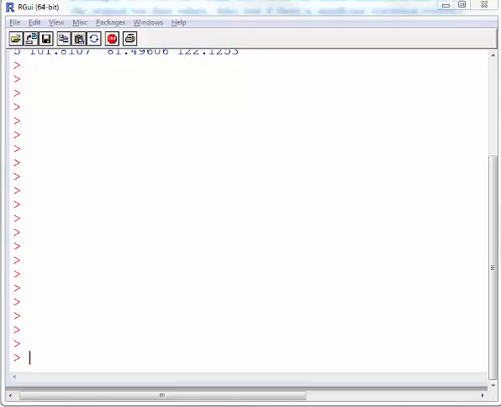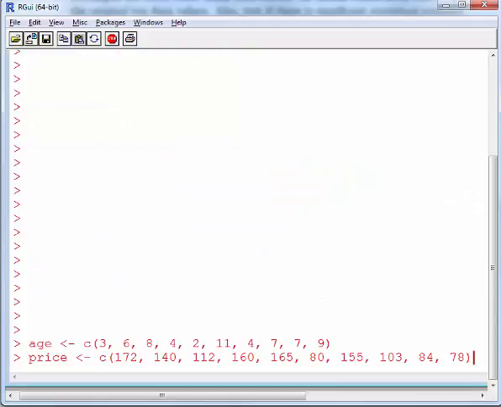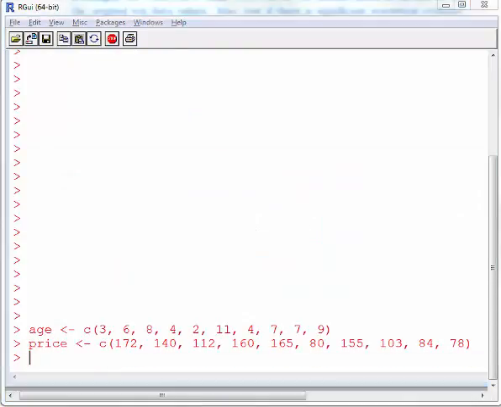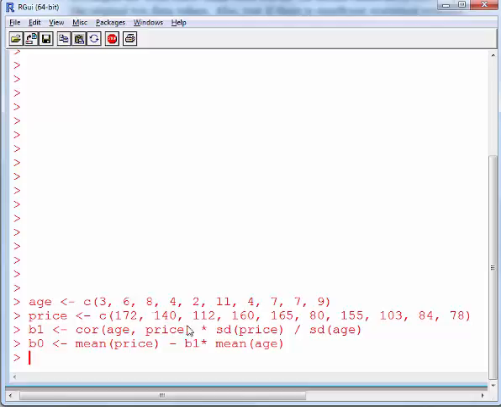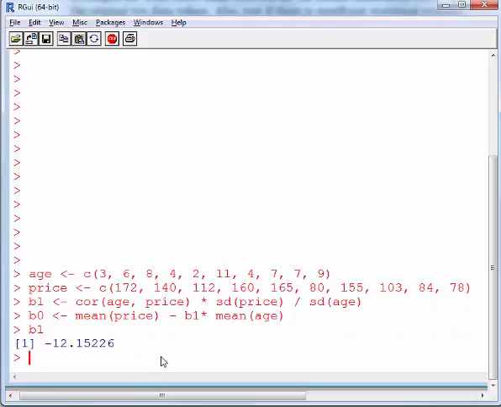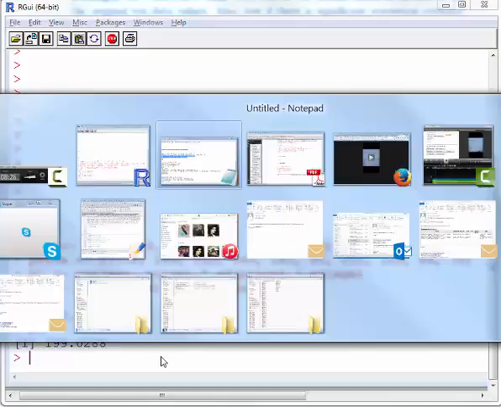Again, I'm going to get my age and price data in there, and I'll go ahead and calculate B1 and B naught. Remember we have the formulas for those. B1 is R, which is the correlation between age and price, times the standard deviation of the price over the standard deviation of age. B naught is the average of the response variable values minus B1 times the average of the ages. Okay, and I can see what those are. There's my slope. There's my intercept.